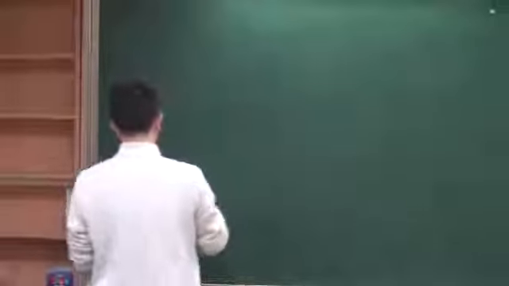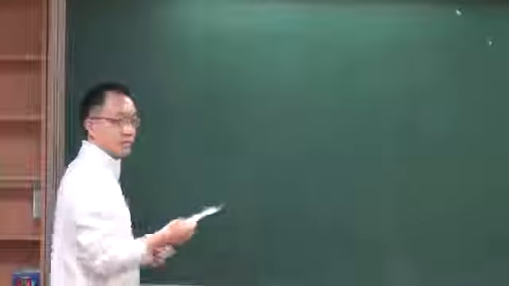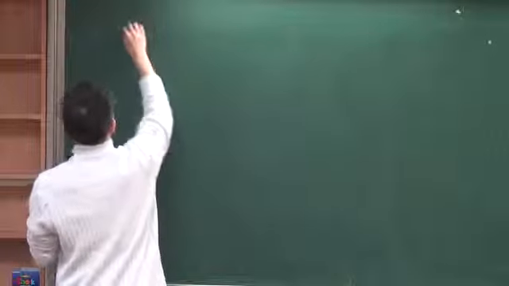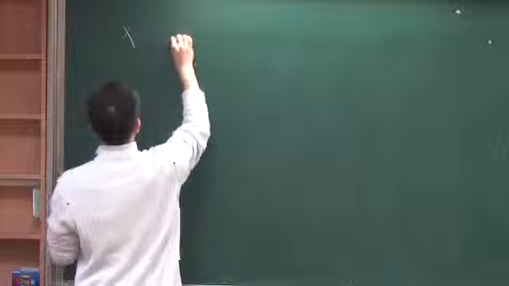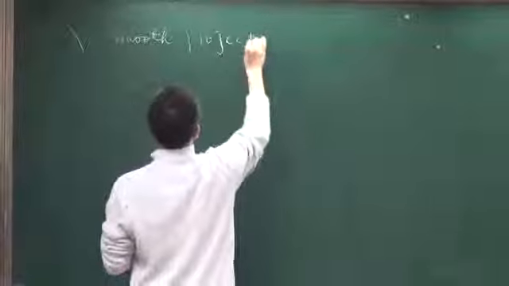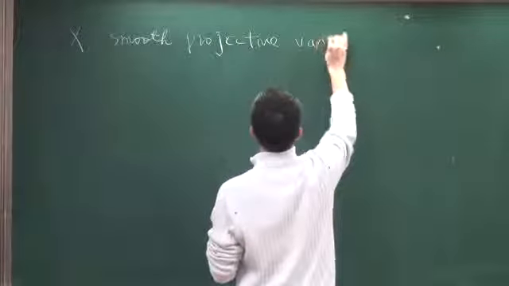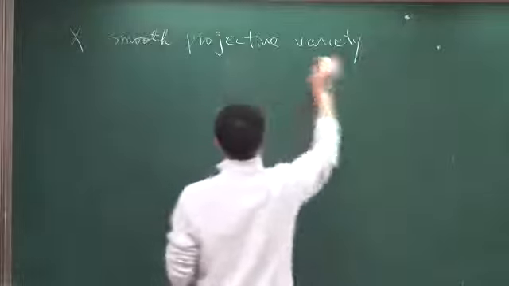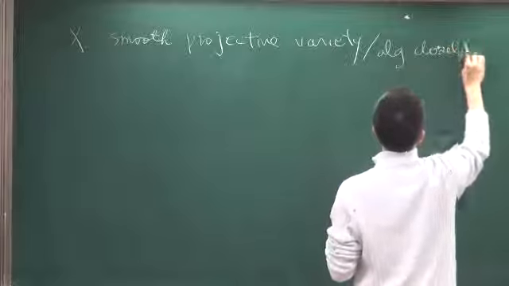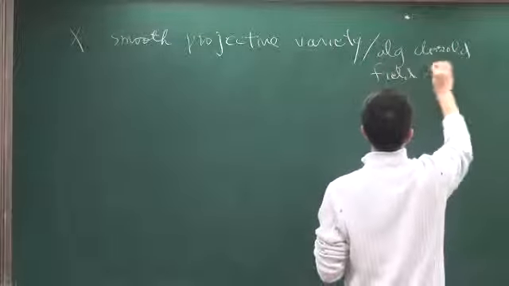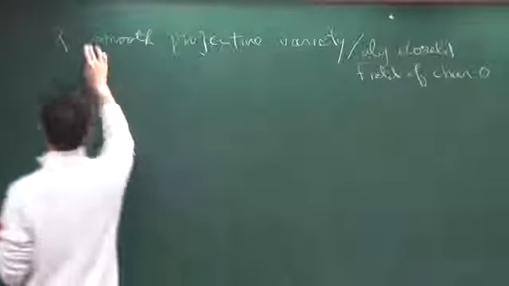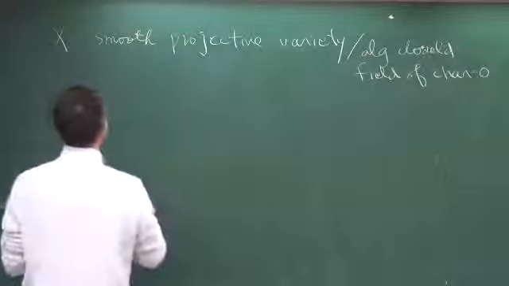Okay, so I will be talking about the generalization of the ample divisors. So in this talk, the variety X will be a smooth projective variety defined over some algebraically closed field of characteristic 0. Okay? And later I will allow some singularities on the varieties.